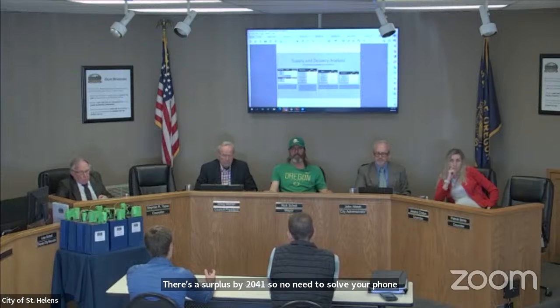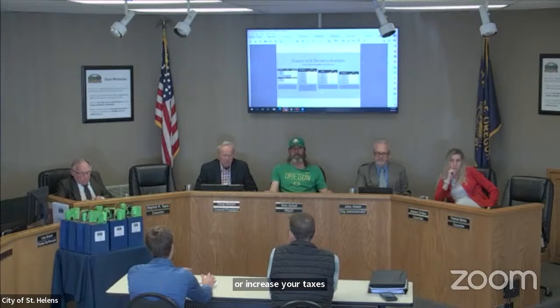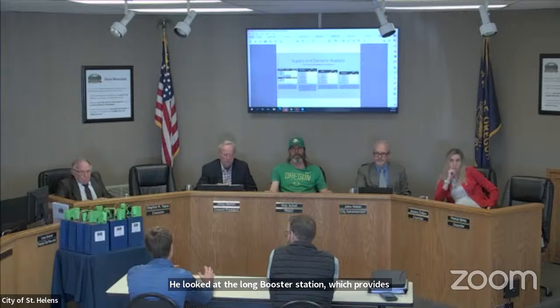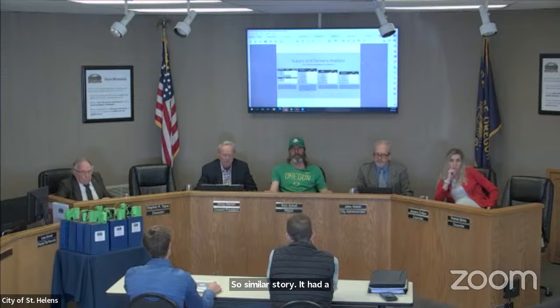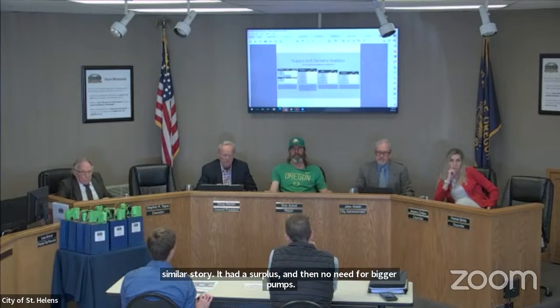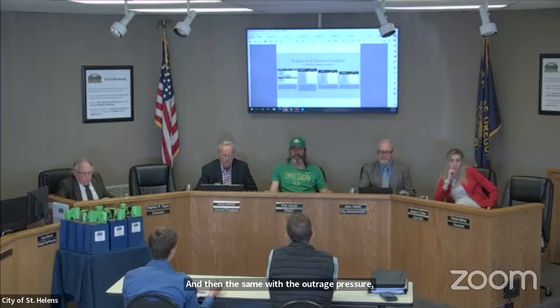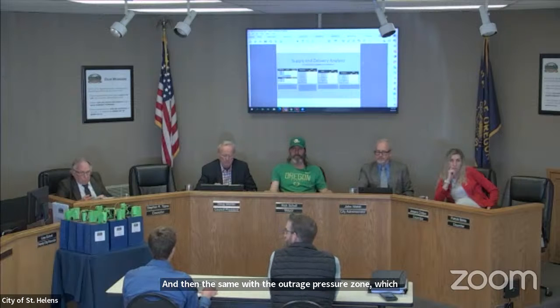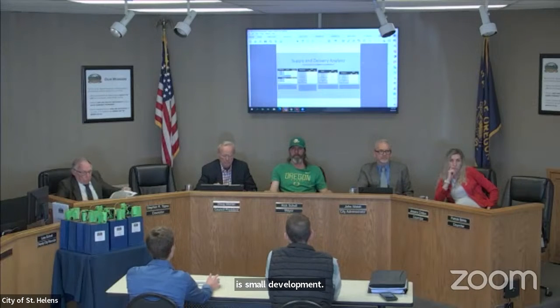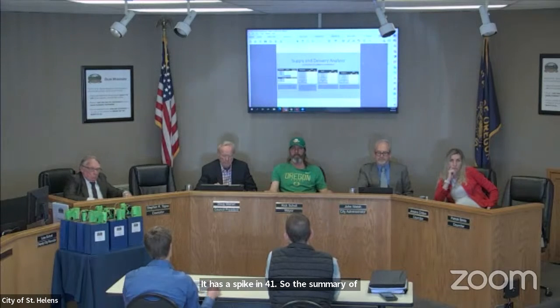We looked at the Lamont booster station, which provides water to the high pressure zone. So it's a smaller zone than the whole system. Similar story, it had a surplus and no need for bigger pumps. And then the same with the Elk Ridge pressure zone, which is a small development. It has a surplus by 2041. So the summary of this is no need for bigger pumps at the pumping facilities. Slide.